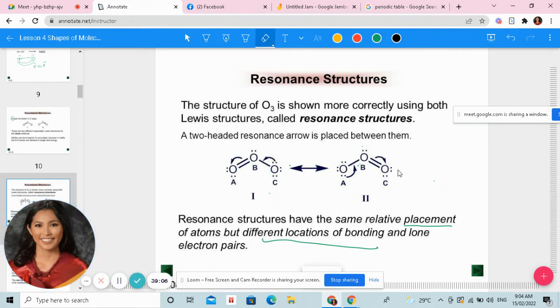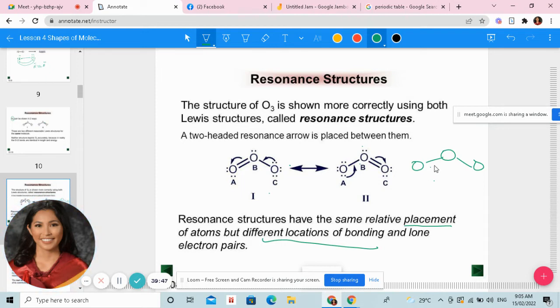That's why neither of these, structure 1 and structure 2, is the most accurate structure, because the accurate structure is the average of the two. We have structure 1 plus structure 2 in order to have the most accurate structure of our ozone. So the most accurate is we will have oxygen, oxygen, and then the lone pairs.